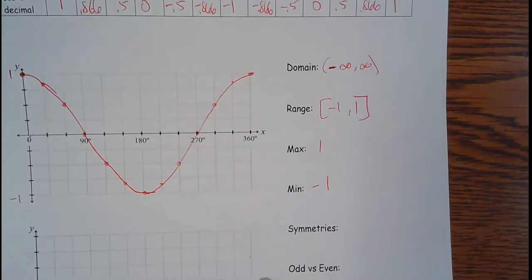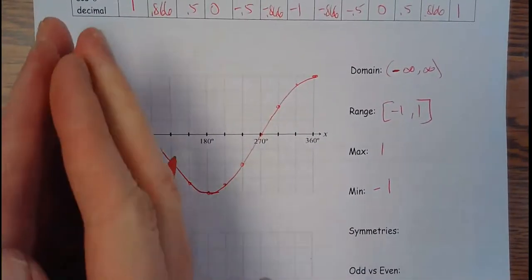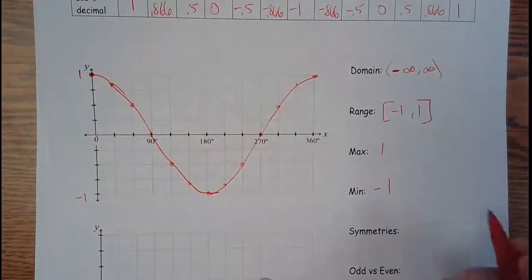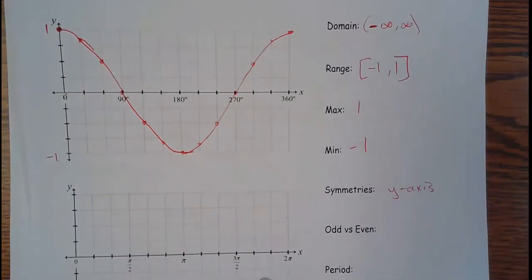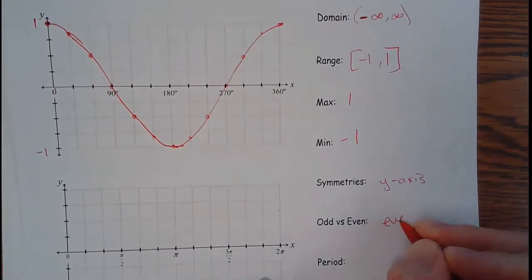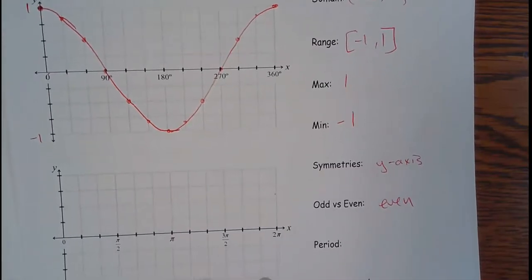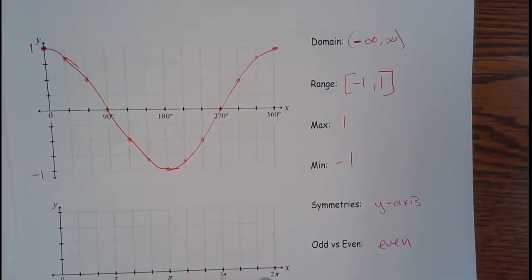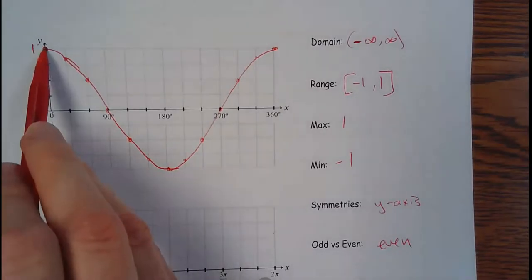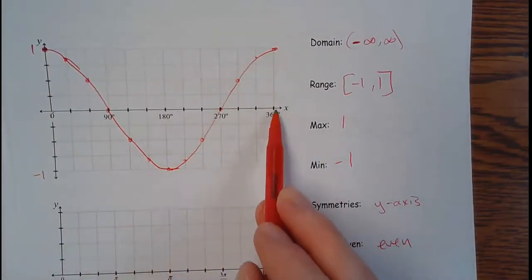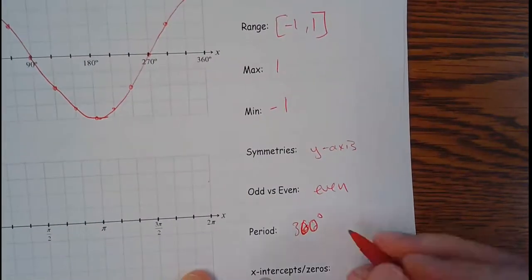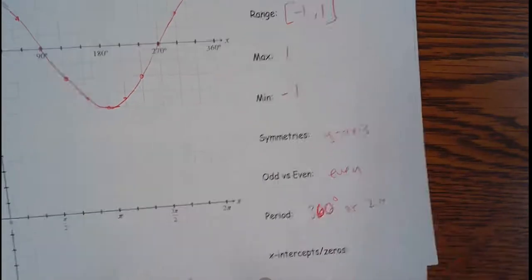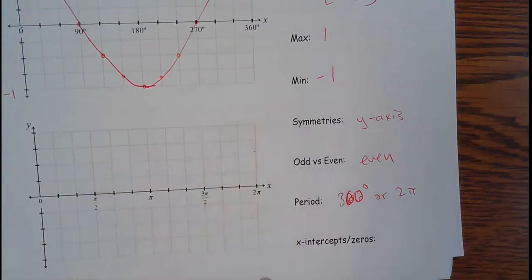The symmetries here, if you kept going in both directions, this actually is symmetrical about the y-axis. And if you remember, when it's symmetrical about the y-axis, that means it's an even function. Okay, so it's an even function. On this one, a period. What's a period? How often does it repeat itself? It goes through, comes back up, and it hits there again. So it's 360 degrees, which is also 2 pi, because had I graphed it down here, it makes the exact same shape.